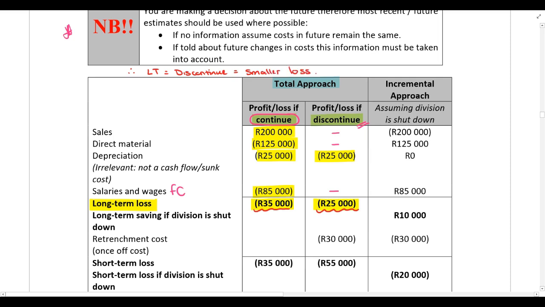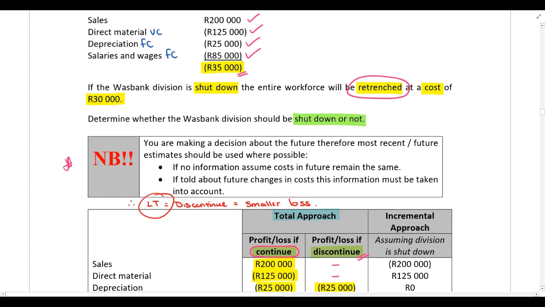Instead of a 35,000 Rand loss, they only have a 25,000 Rand loss. So rather discontinue. Just be careful, guys, that is in the long term. Because in this question, we were given retrenchment costs of 30,000 Rand. But please note, we can't include that in our long-term calculation because this is a once-off cost.